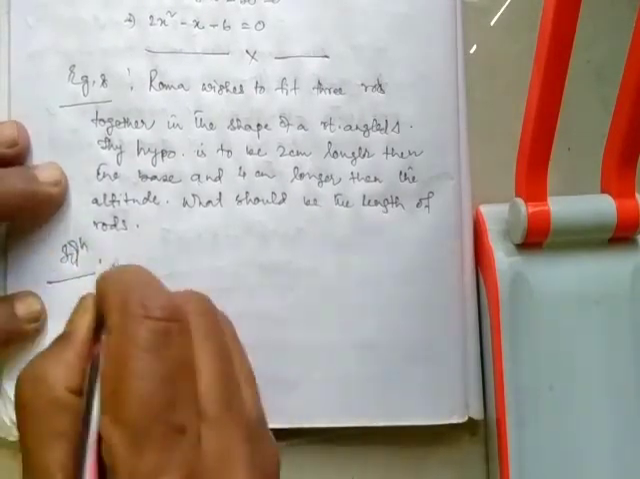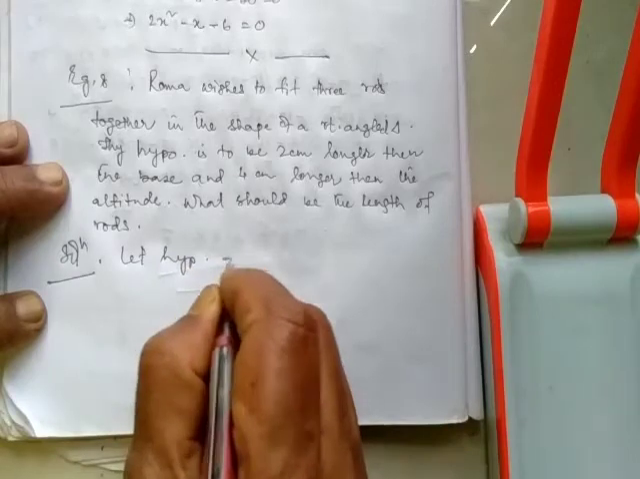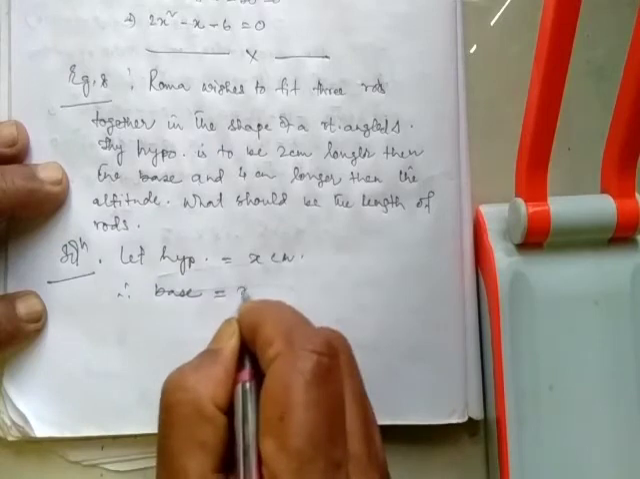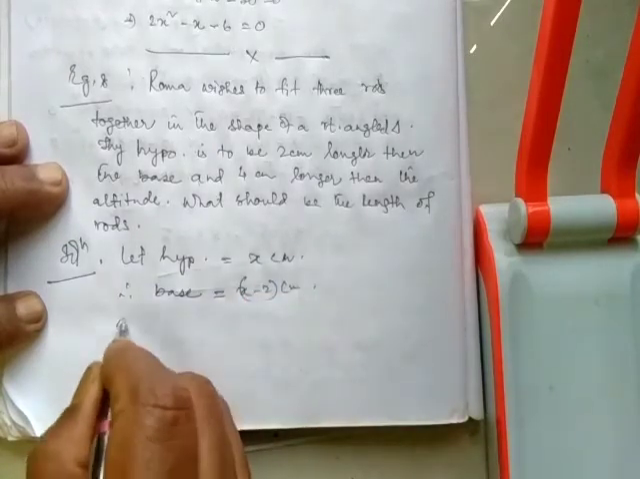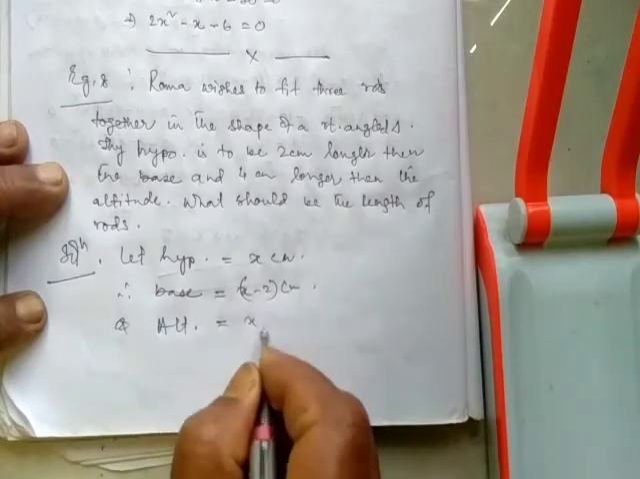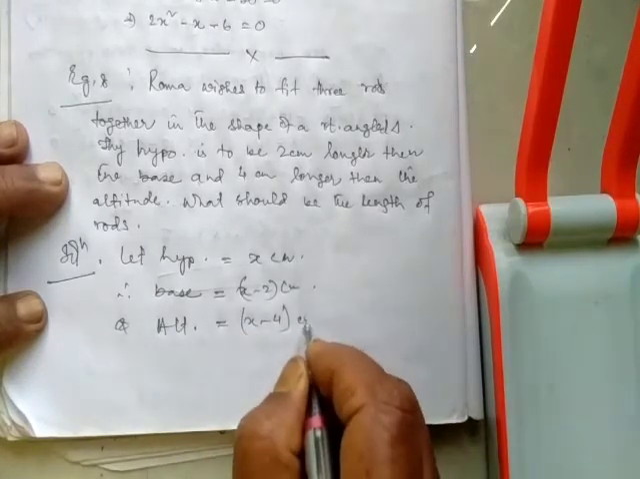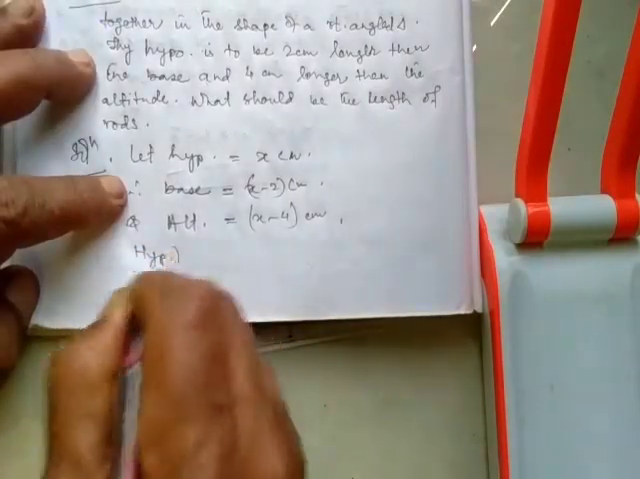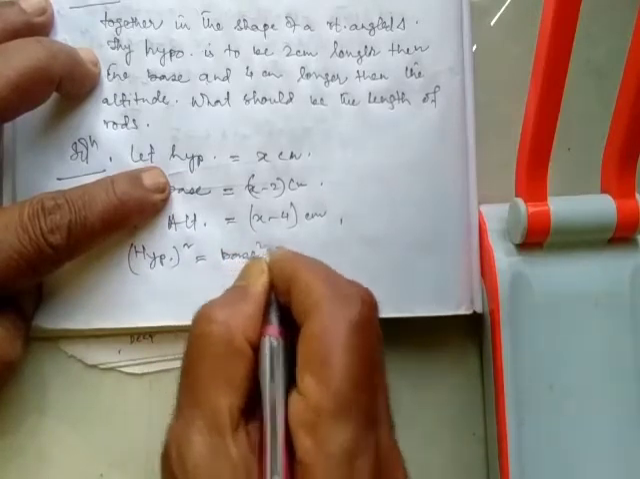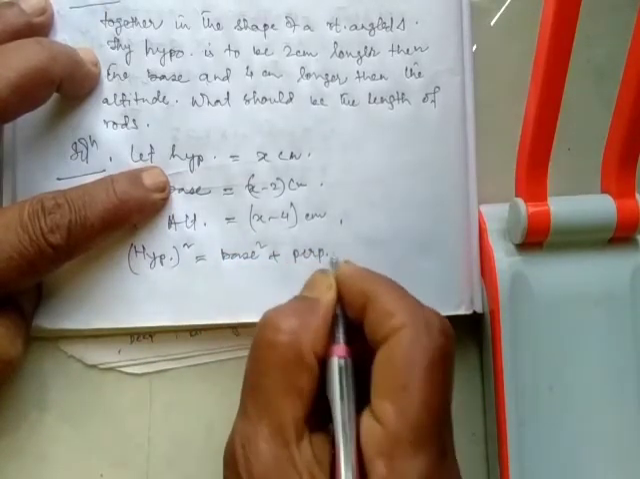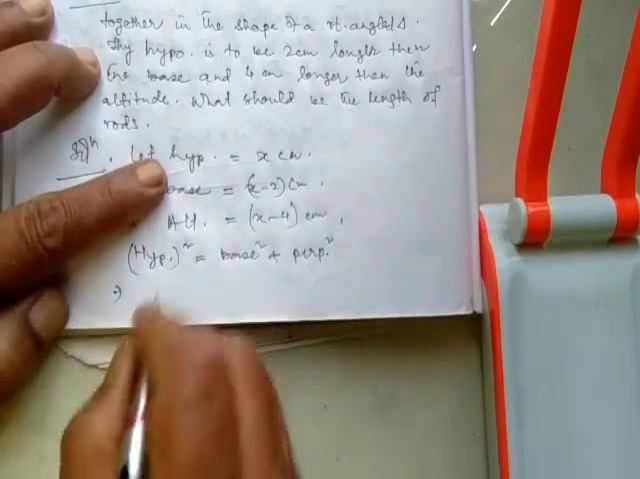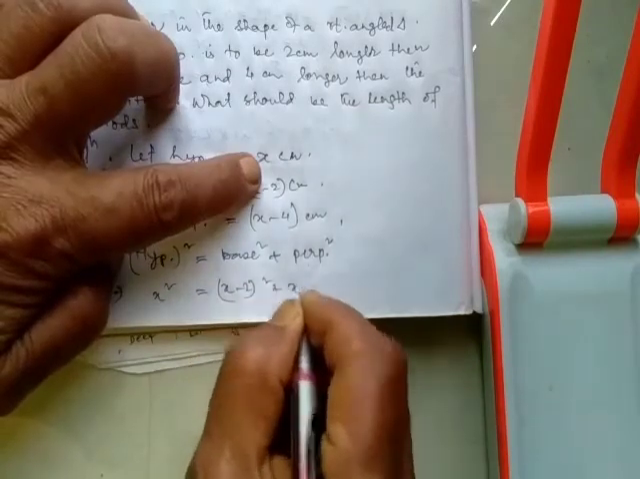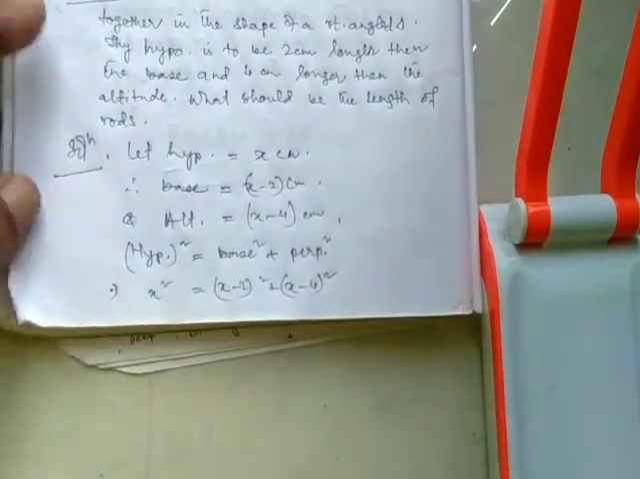Solution. Let hypotenuse be x centimeter. Therefore, base is equal to x minus 2 centimeter and altitude is equal to x minus 4 centimeter. By applying the Pythagoras theorem, hypotenuse square is equal to base square plus perpendicular square. This implies x square is equal to x minus 2 whole square plus x minus 4 whole square. This is the equation I am getting.